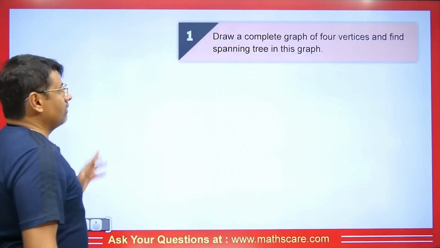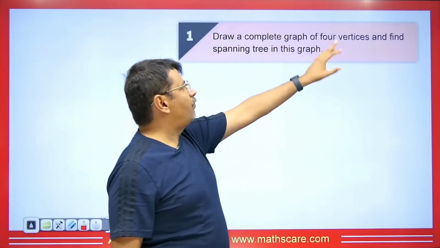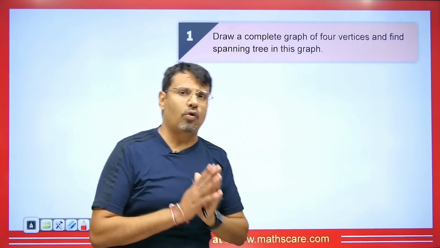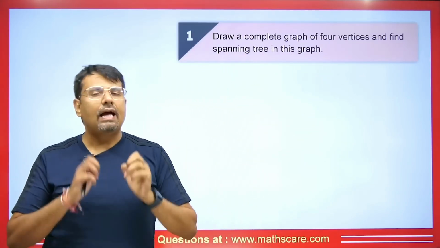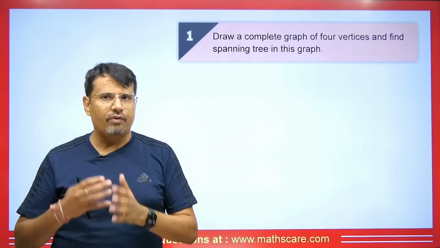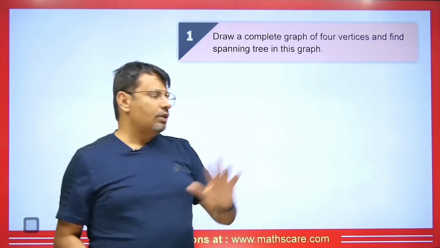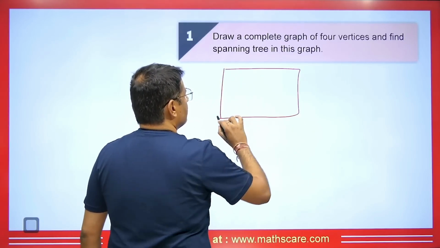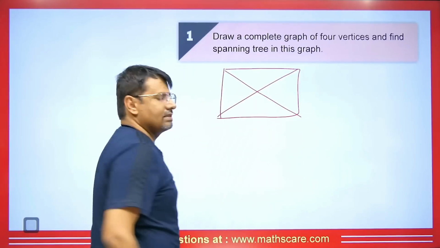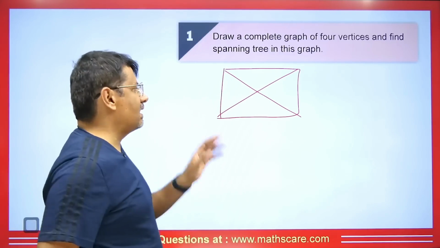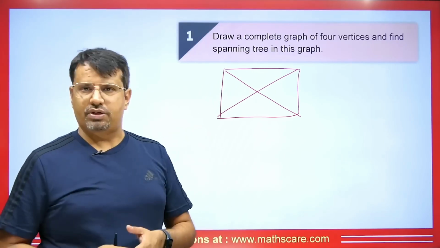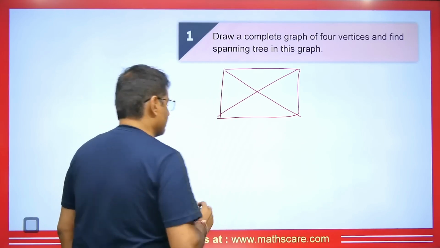I will tell you a question. Draw a complete graph of 4 vertices and find the spanning tree in this graph. You have to draw a complete graph with 4 vertices here. After that, how many spanning tree will be there? You need to tell the possibilities. Now, here what we will do. So, first of all, we will talk about the 4 vertices, which we have a complete graph like this type, right? Now we know how many subgraphs we can have from this and how many spanning tree we can have as well. Let's take an example and understand things one by one.